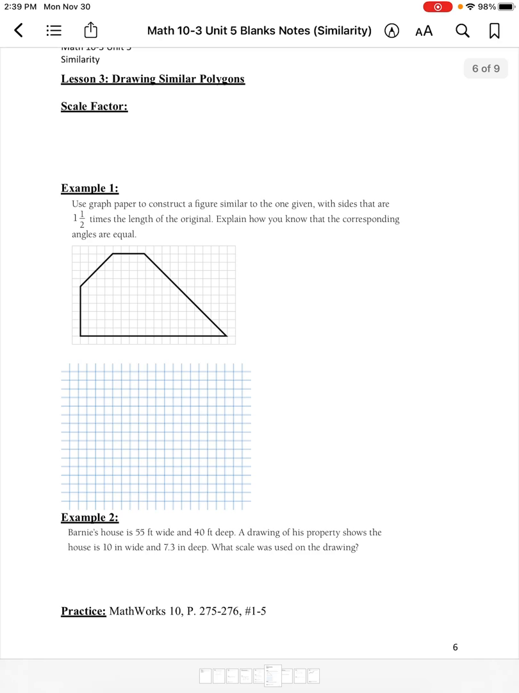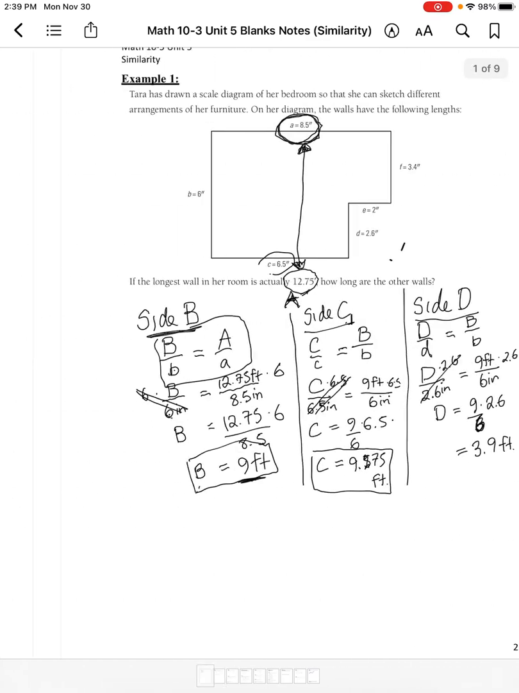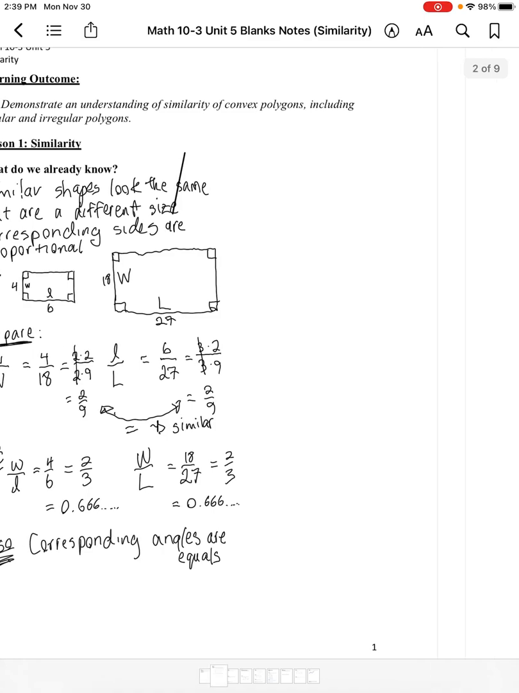And just to review, if I flip back a little bit, here we go, flipping all the way back. In Lessons 1 and 2, we were looking at what is similarity. What do we know about similarity? Similarity is when shapes look the same, but they're a different size. So the side lengths would be proportional to one another. All of the angles would be equal.